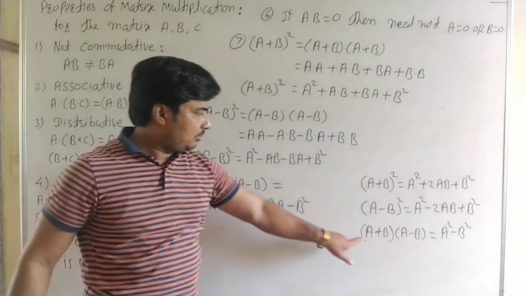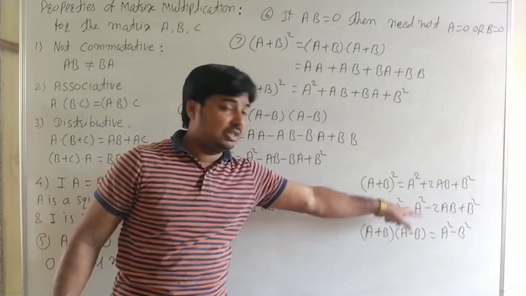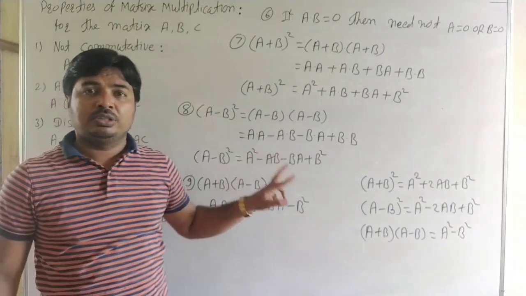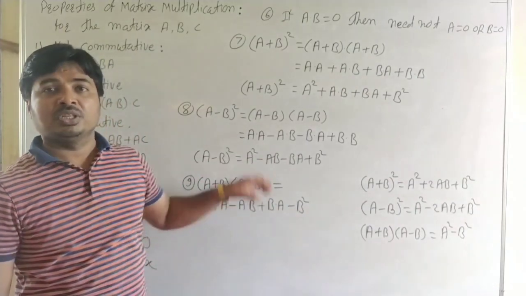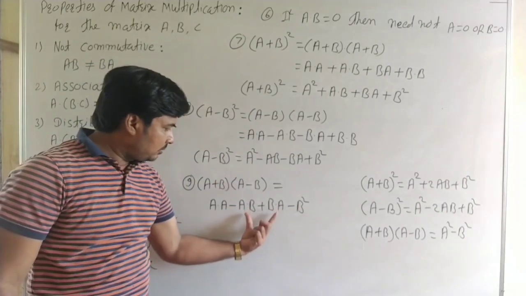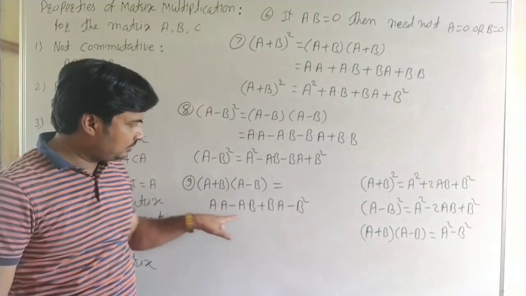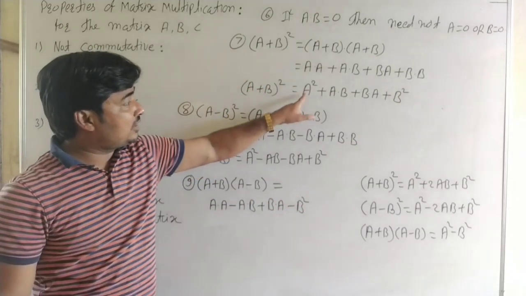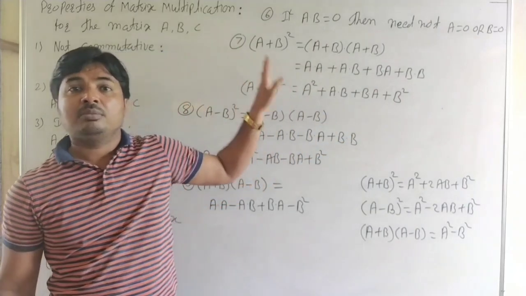But in real numbers, (A+B)(A−B) is A² − B², because A into B and B into A are the same for real numbers. Therefore this will get cancelled. But in matrix multiplication, AB and BA are not the same, so this stays in this form. Here (A+B)² is A² + AB + BA + B², if A and B are matrices.